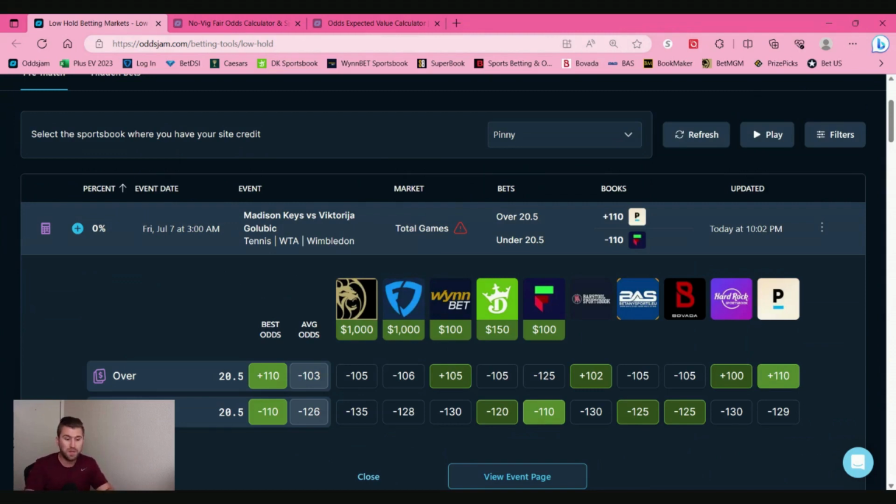Sometimes when you find plays on the low holds page, maybe only three sportsbooks have set their odds, so that's not enough books to meet the criteria to make it on the plus EV page, but you can find it here on the low holds page. So the example that I'm going to show you of how we can figure out if there is positive expected value on these plays is going to be the exact same for the arbitrage page as it is for the low holds page. It's the same rinse and repeat method.